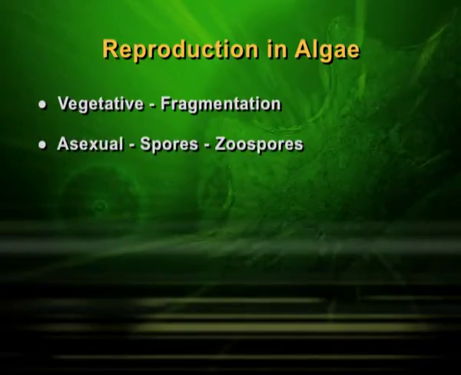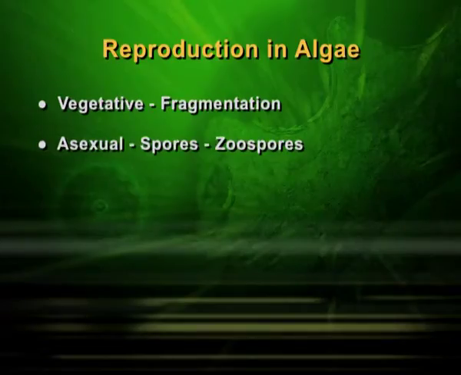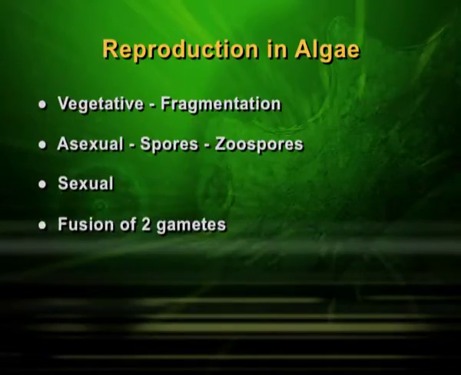vegetative reproduction. They can also undergo asexual reproduction by producing spores, and these spores in this case are also known as zoospores. Then some algae can undergo sexual reproduction, and if it is sexual reproduction, then definitely gametes should be produced and there should be fusion of two gametes to produce another organism of the same kind.